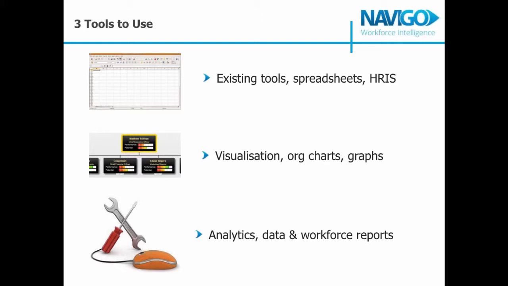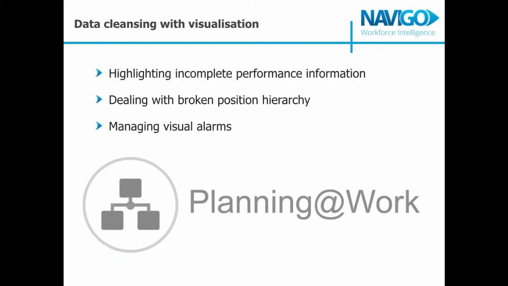So let's have a look at an example of data cleansing with visualization. What we'll do is we'll go through 3 examples today, and we'll be using the Planning at Work org charting tool to show you these examples. The first one there, highlighting incomplete performance information. We'll also have a look at dealing with broken position hierarchy or orphans, and the last one, managing visual alarms.